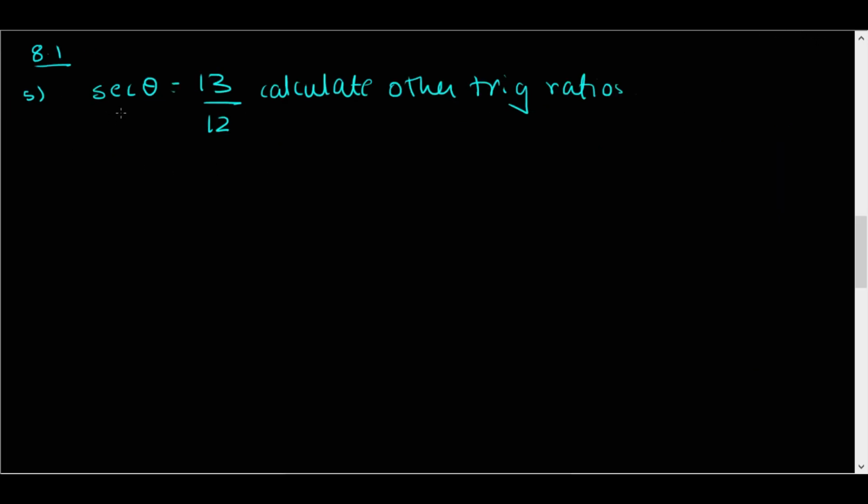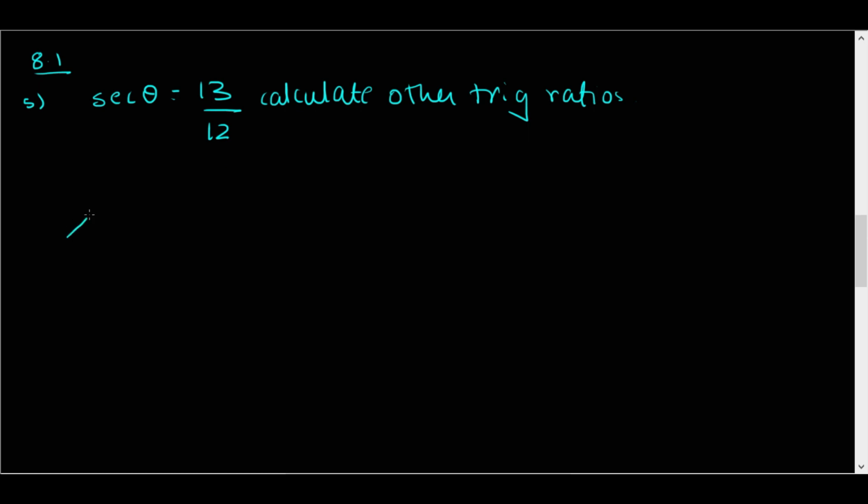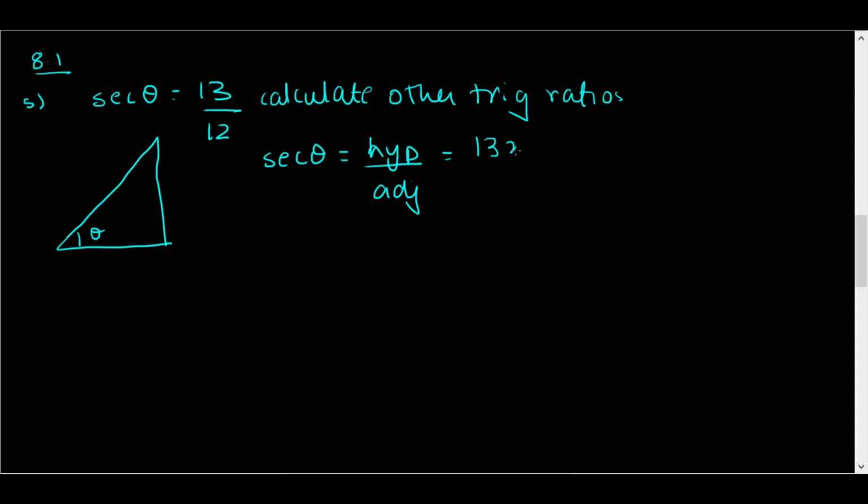So the next question given to us is sec theta is 13 by 12. Calculate other trigonometric ratios. So let's take a triangle here. So I have angle theta. What is sec theta? Sec is given by hypotenuse by the adjacent side. So this would be 13x by 12x. So when I divide this, it will be the ratio of sec theta, that would be 13 by 12. So the hypotenuse is 13x. The adjacent side with respect to theta is 12x.